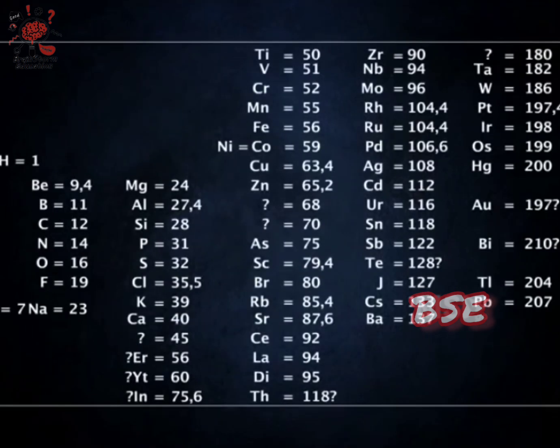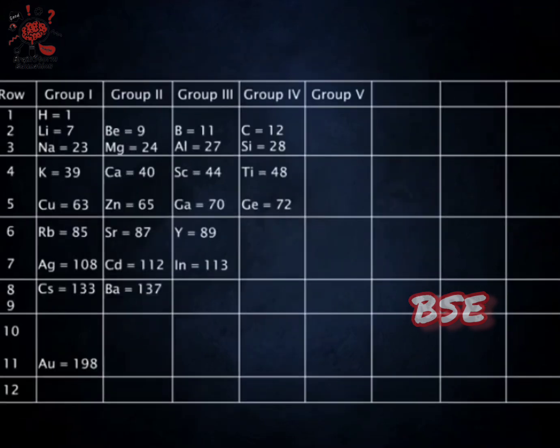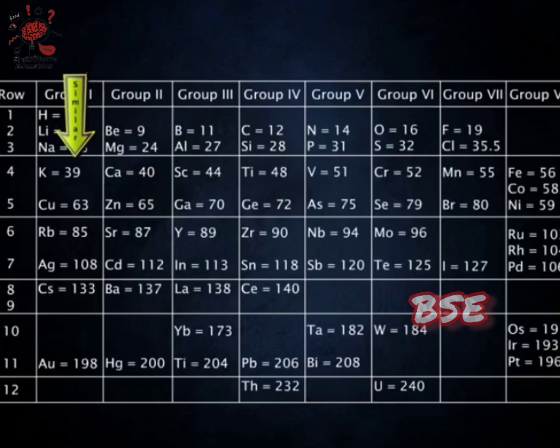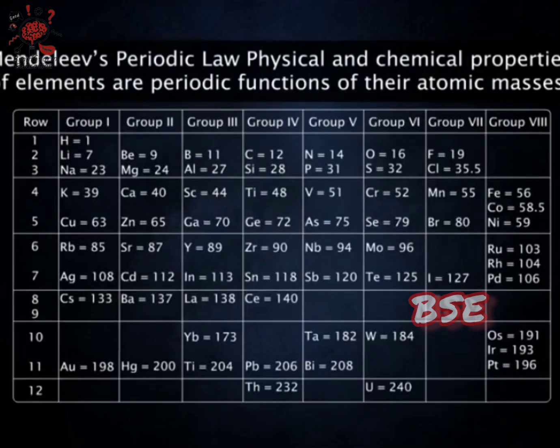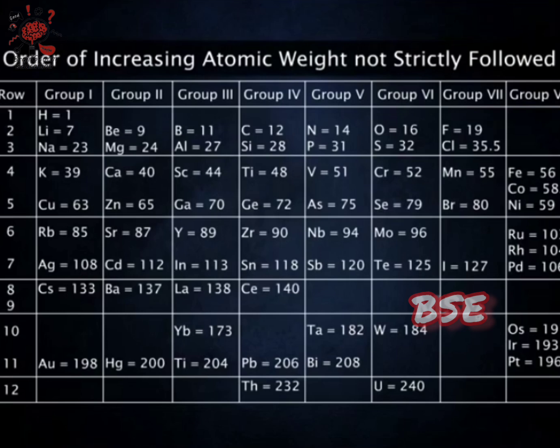He noticed that their atomic weights could be used to rank the elements. He observed that elements with similar properties appeared at regular intervals. Mendeleev's periodic law states that physical and chemical properties of elements are periodic functions of their atomic masses. However, Mendeleev did not follow strictly the order of increasing atomic mass.